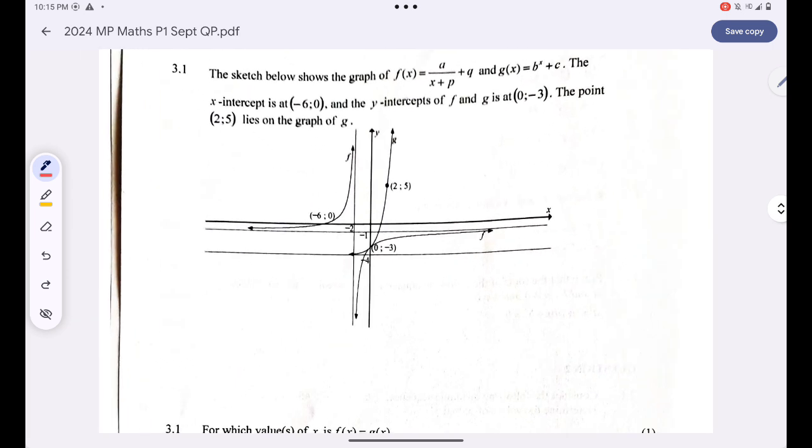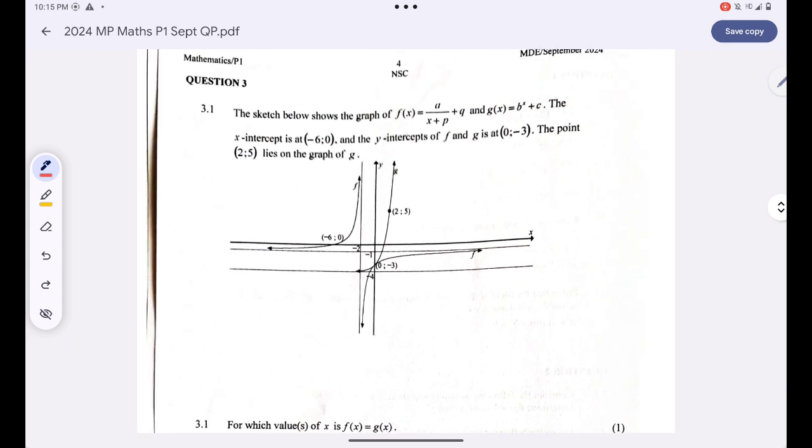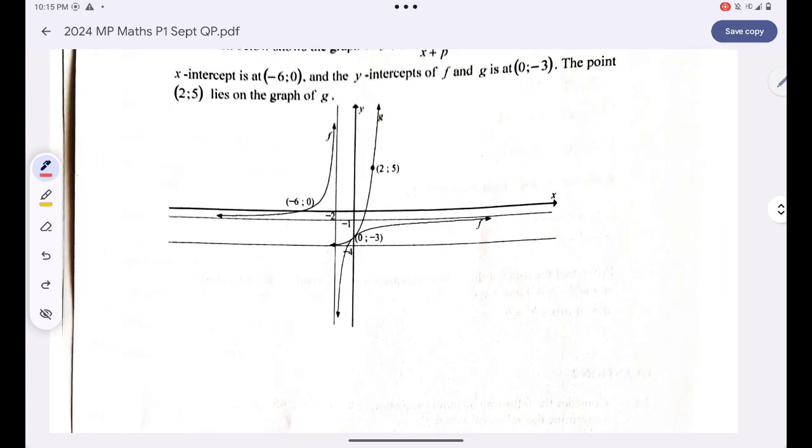Okay, we are told that the sketch below shows the graph of f of x and g of x, and the x-intercept is at (-6; 0), and the y-intercept for both f and g is at (0; -3). The point (2; 5) lies on the graph of g of x.